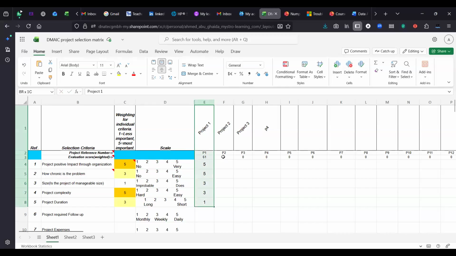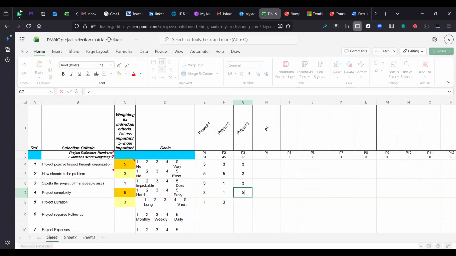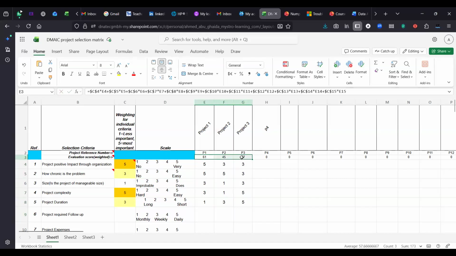Once I'm done with project 1, I will pick project 2 and do the same. So I will relate project 2 to each one of those criteria, asking them to give me a number between 1 to 5 with the same system. So maybe 3, 5, 1, then 1, then 3. The same applies here. 3, 3, 3, 5, 5. Once I'm done with this, here the matrix automatically, let me make it bold and increase the size.